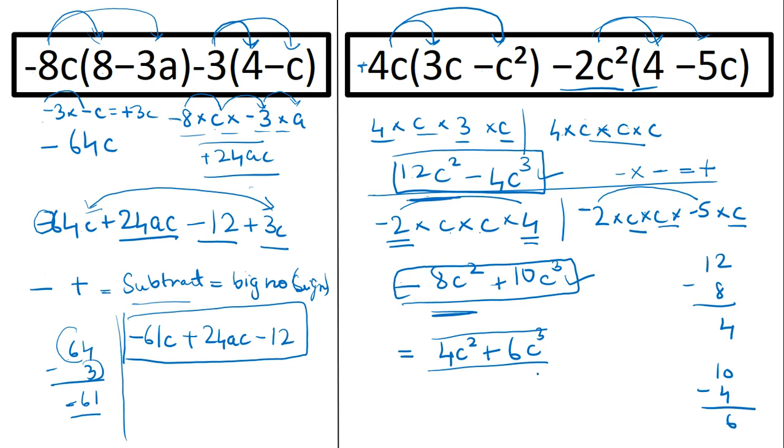So this is how I deal with questions like these. We're just going to be very careful about how many c's we are dealing with. If there are 2 c's, power of 2. If there are 3 c's, then power of 3. Then you put things together, then you look for the like terms, and then you solve the like terms, and then you get your final answer. So the answer for this one is 4c squared plus 6c cubed.